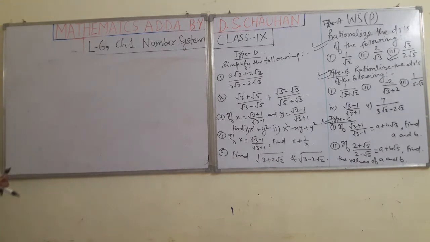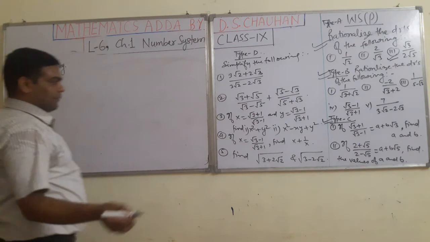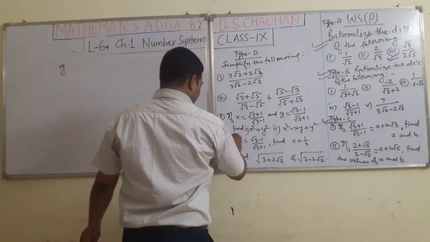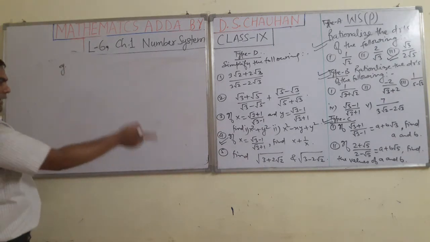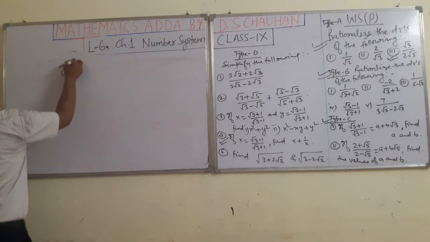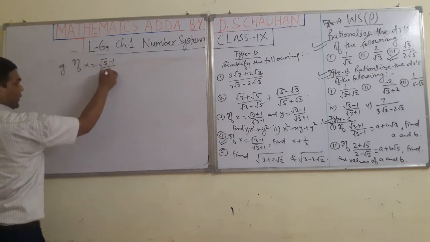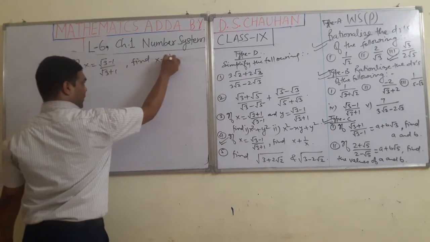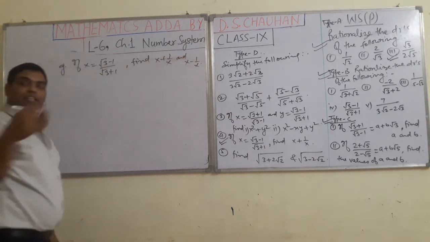Look easily here, what it has been given. In this question, suppose this is the question: if x equals (root 3 minus 1) upon (root 3 plus 1), find x plus 1 by x and x minus 1 by x. One I will tell you, another you have to do.